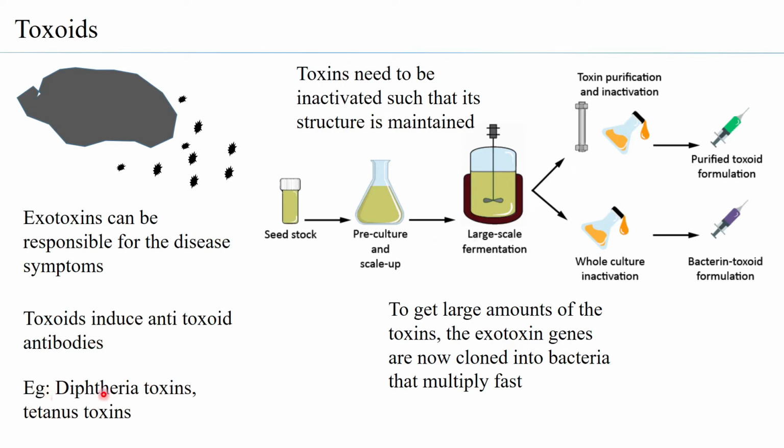For example, diphtheria toxin, tetanus toxin. So in fact, one of the vaccines that is given to children is the DPT. So DPT stands for diphtheria, pertussis, tetanus. So all the three are actually toxoids. And so when a vaccine with all the three toxoids is used, then the child is getting immunized against diphtheria, against tetanus as well as pertussis.